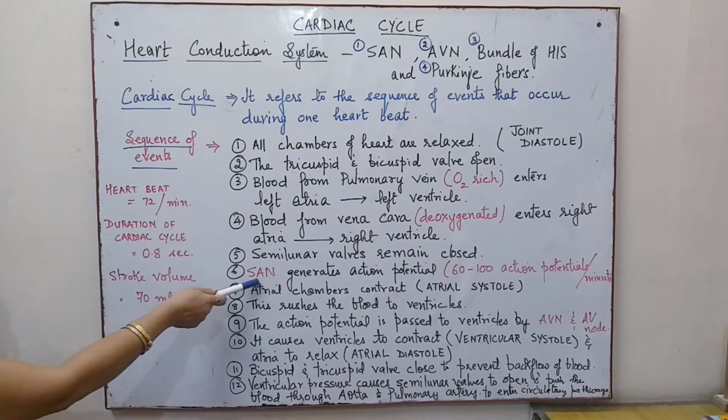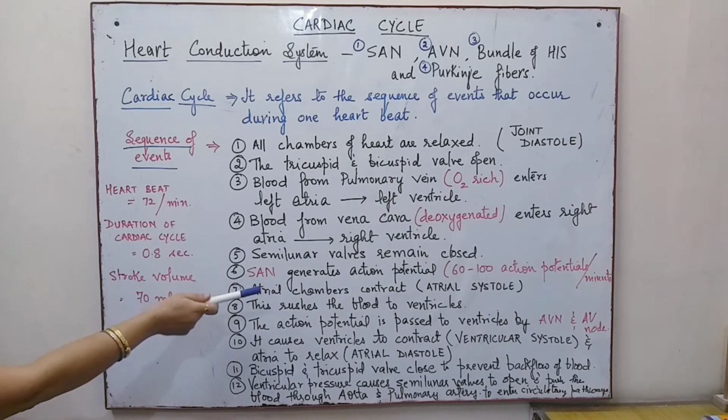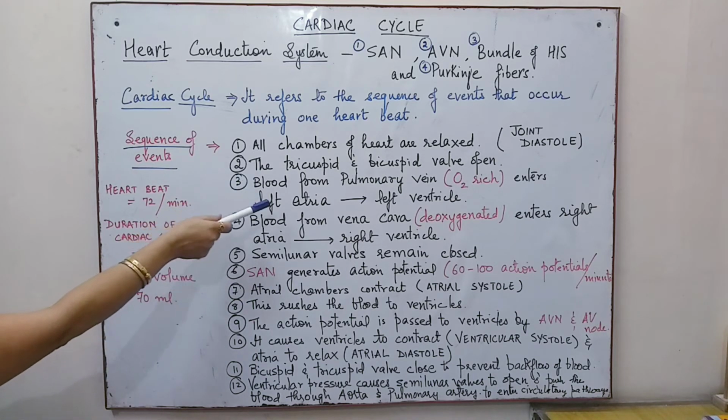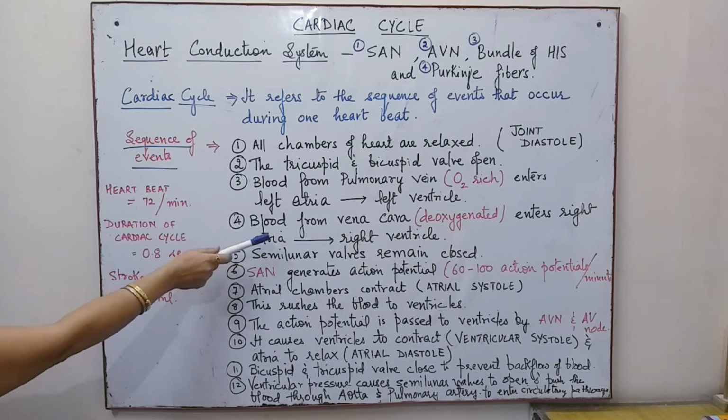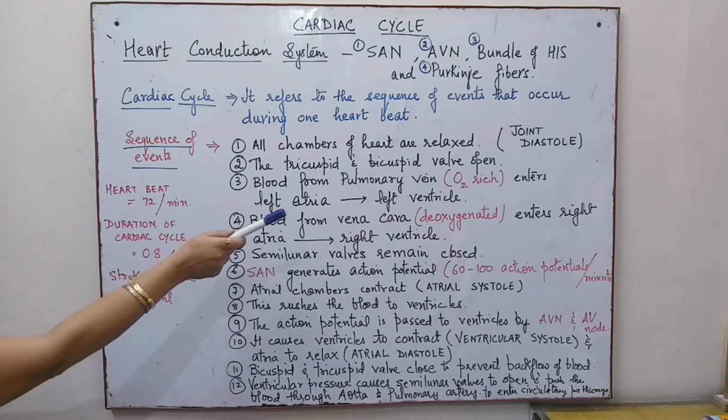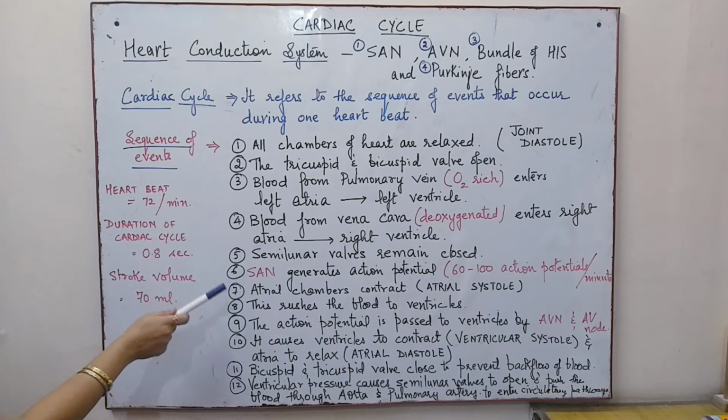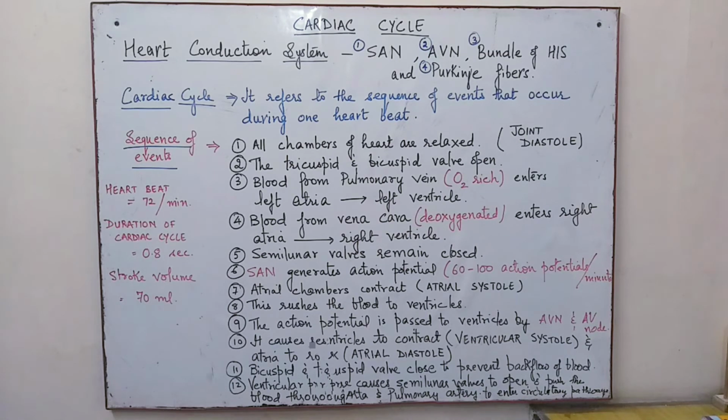Due to the action potential generated by the SAN, the atrial chambers contract, because remember, the blood from the pulmonary vein and the vena cava has already entered the auricles. This is known as atrial systole. It creates pressure and the blood rushes to the ventricles. When the blood rushes to the ventricles, the filling increases by about 30 to 50%.